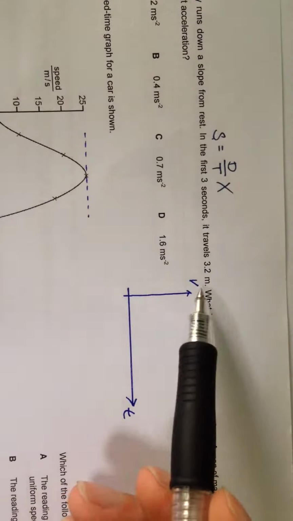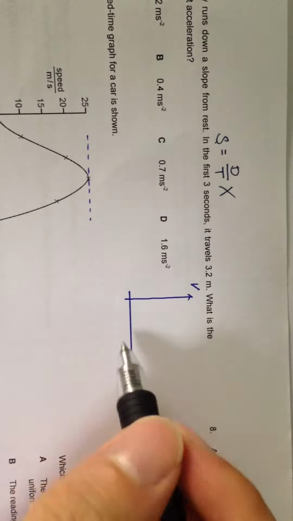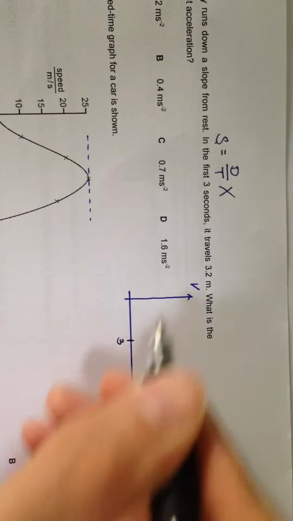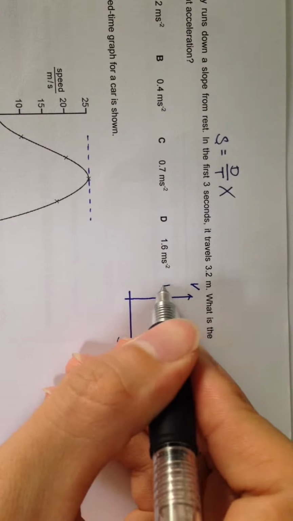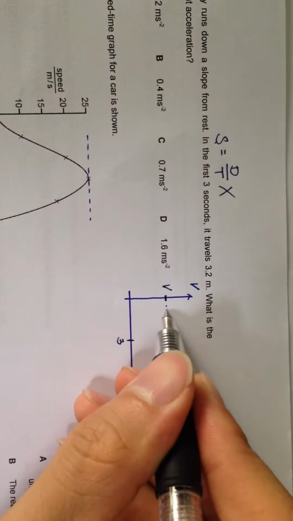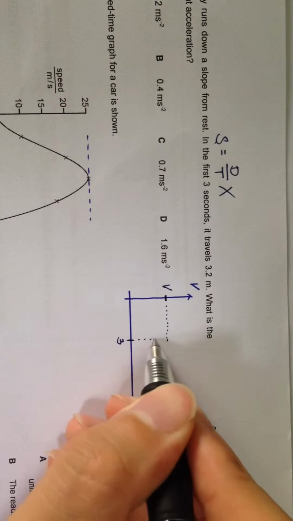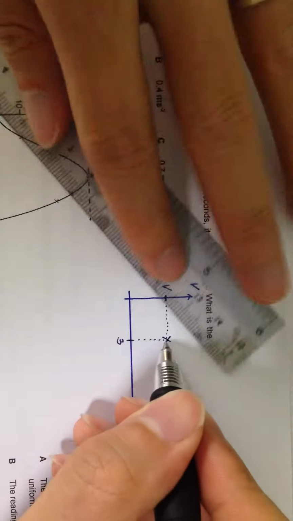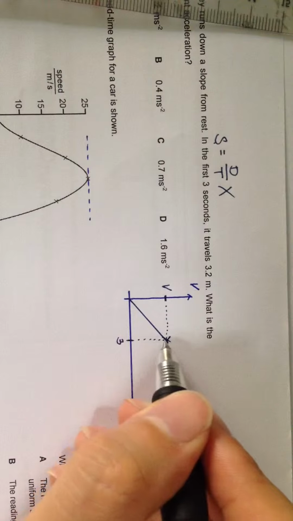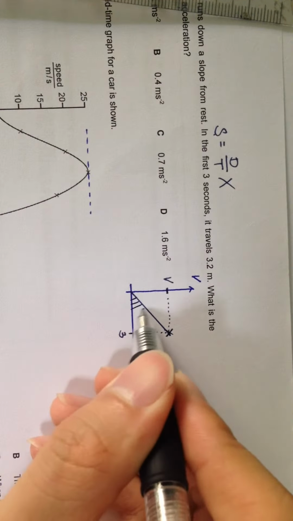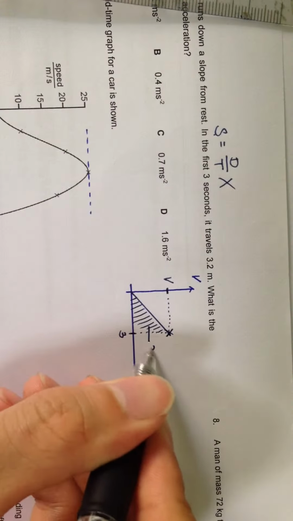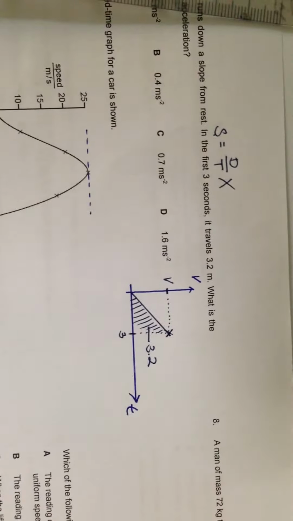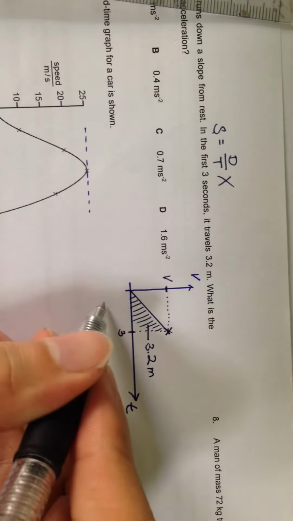What you can do is sketch a velocity time graph. So you know that at time equals 3, your velocity is an unknown. You do not know what it is, so it's a question mark. But do not panic, keep on doing it. You know that it starts from 0, 0 and reaches a certain speed at time equals 3. What you know is that after 3 seconds it has traveled 3.2, meaning that the area underneath is 3.2 meters. So just do a quick one.